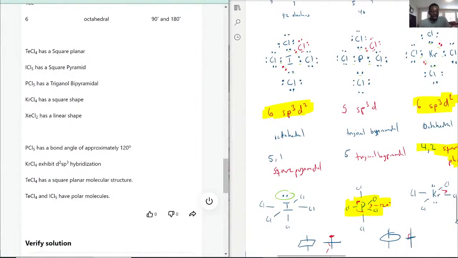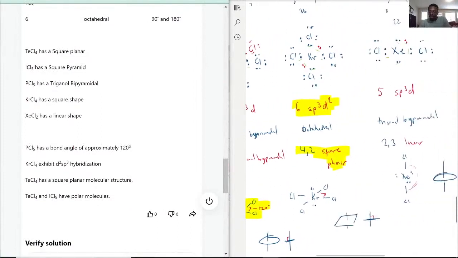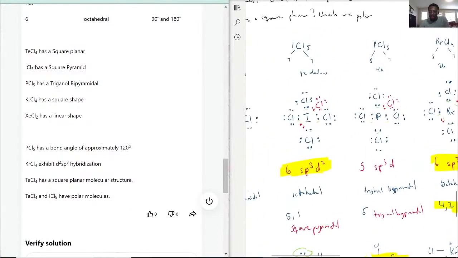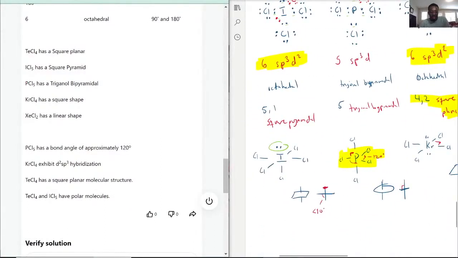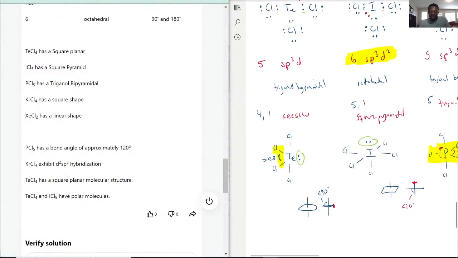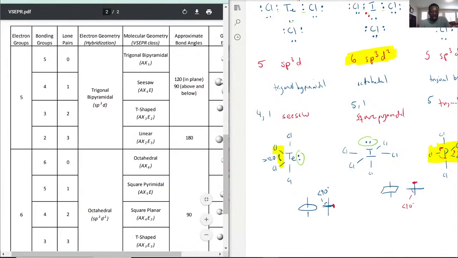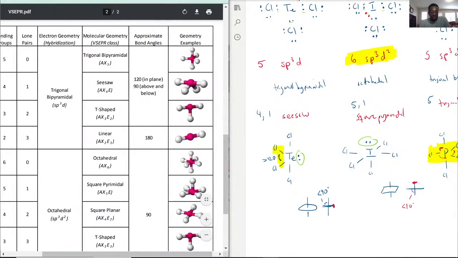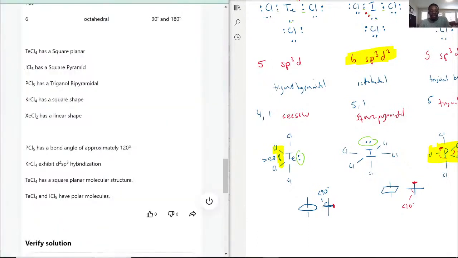PCl5 has a bond angle of approximately 120. Yes, that is correct, and they did not include the tellurium as well. As you can see here, there is that bond angle of 120. It even says here, for the seesaw, 120 in the plane and 90 above and below. So right there this is 120, theoretically, even though it is going to be less because of the electron pair there.